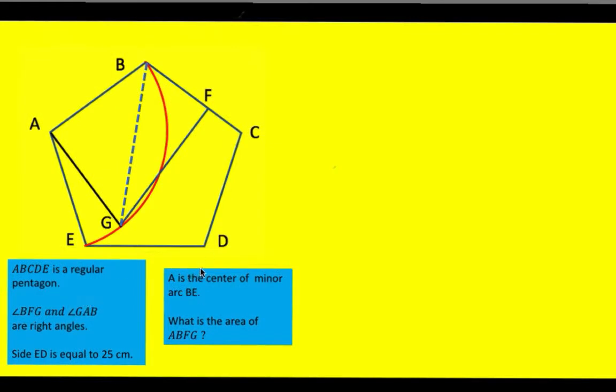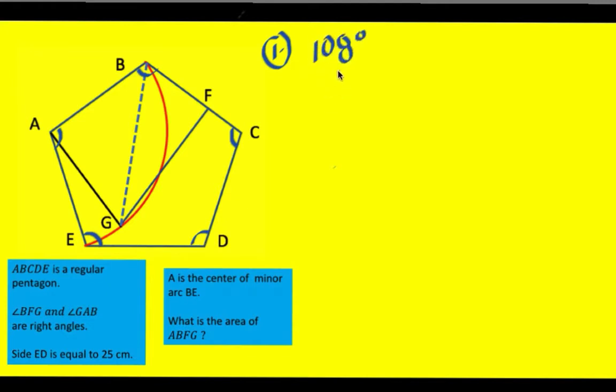With that as our analysis, let's look at what are the other given in this problem. It is said that our figure ABCDE is a regular pentagon. That means the measure of this angle, D, and the measure of this angle C, and the measure of this angle B, and the measure of this angle A, and the measure of this angle E are all equal to 108 degrees. So that means the measure of each of these interior angles of the regular pentagon measures 108 degrees.